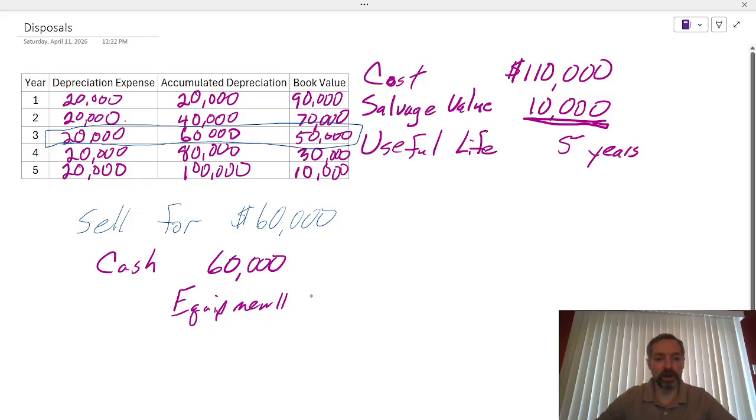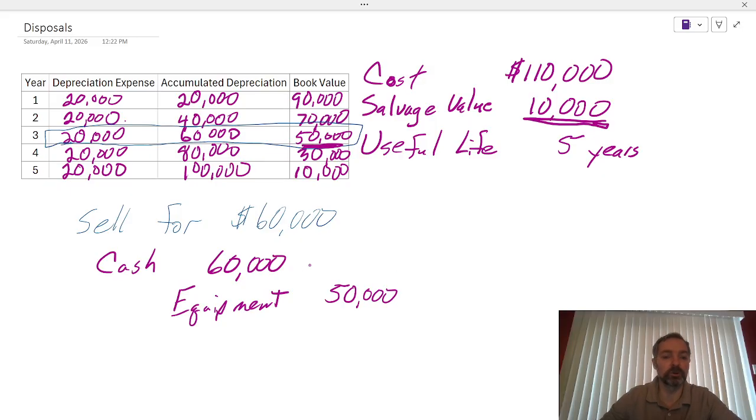Question is, though, how much do we actually credit the equipment? And one of the big mistakes is people think, oh, I'm going to put 50,000 here because that's what my schedule says it is worth. It says it's worth 50,000. So I'm going to credit the equipment 50,000.